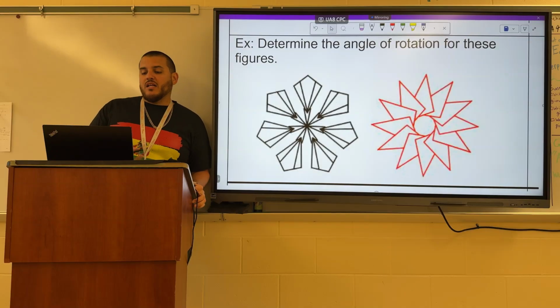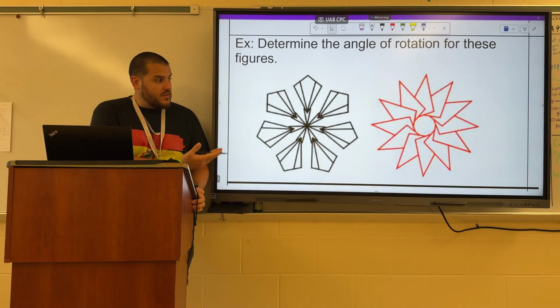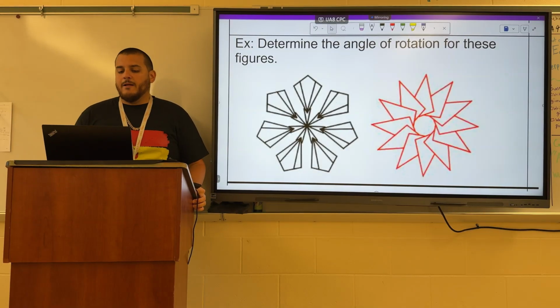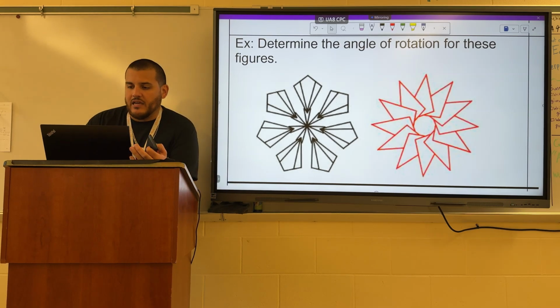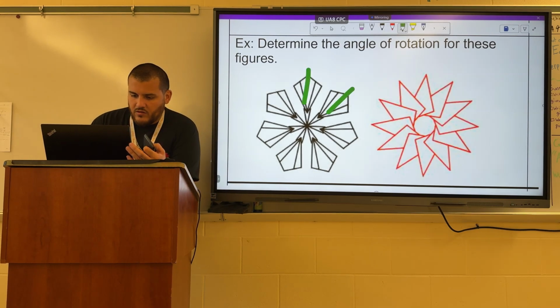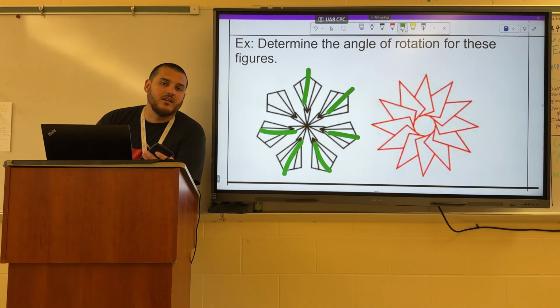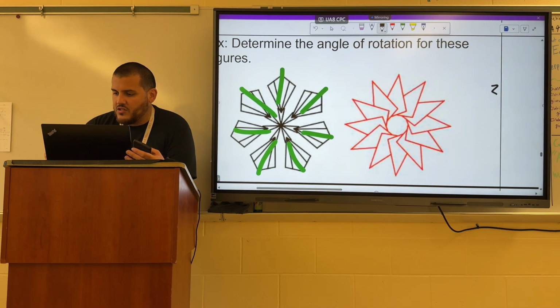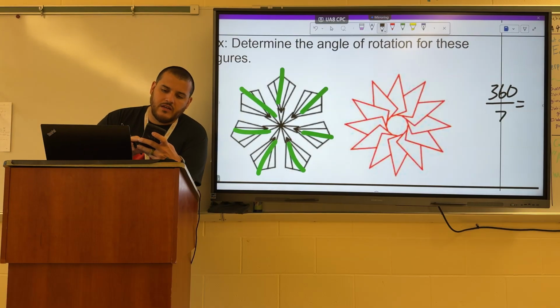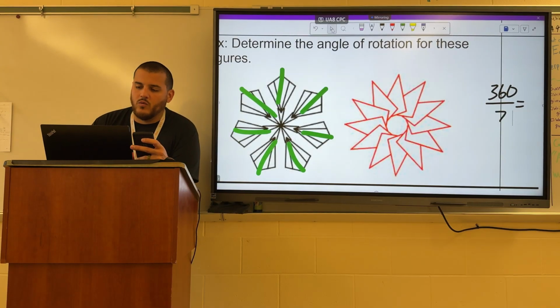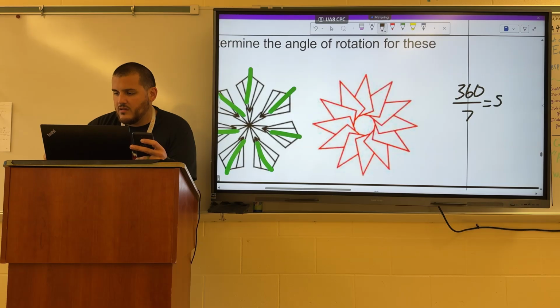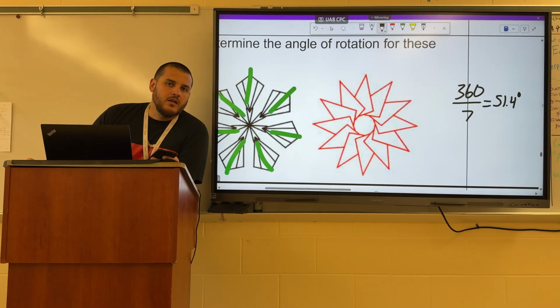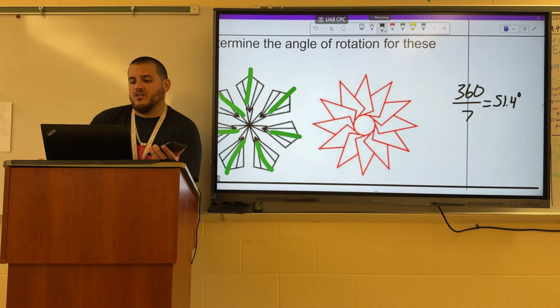So using this new knowledge, we can find the angle of rotation for these non-regular figures like these. So the example on the left, we can count, we have 1, 2, 3, 4, 5, 6, 7 limbs protruding from the center of that figure. So to find the angle of rotation for that figure, we just do 360 divided by 7. 360 divided by 7 would give me about 51.4 degrees, rounded to the nearest tenth, for my angle of rotation for that figure.